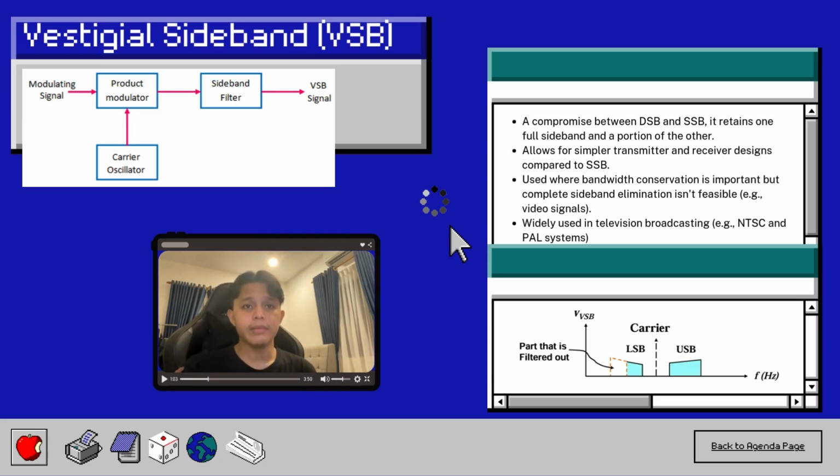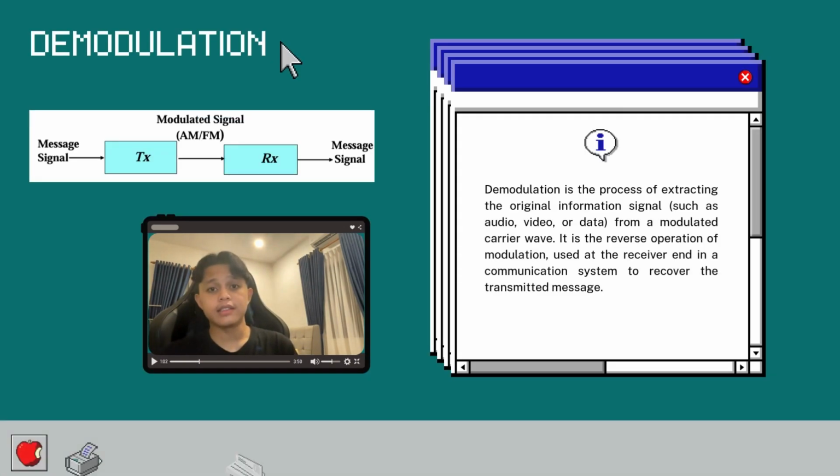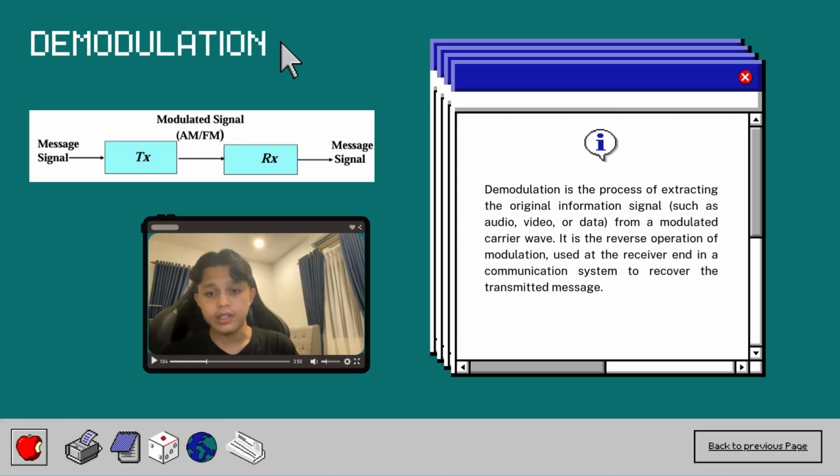You can see the image of the vestigial sideband. The modulating signal goes to the product modulator, where it is multiplied with the carrier oscillator, and then it passes through a sideband filter to get the VSB signal. That's all. Next is the demodulation.